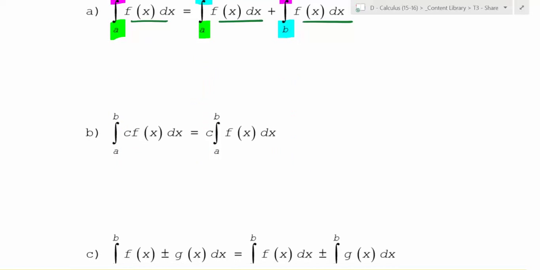And then what do you have right here? What can you do with this constant? What can you do with it? Yeah, you can factor it out. And what does that have to be? It has to be a constant.